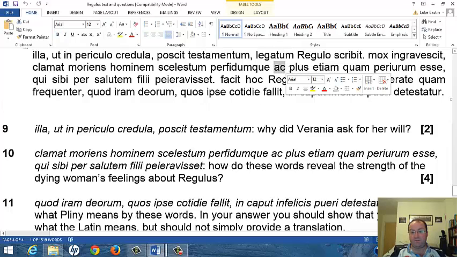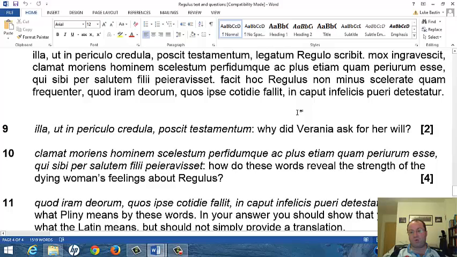Ac, and remember, we're still in the indirect statement, so we still need to consider how we keep the same grammar. We probably need another that in English to make this make sense. So, and that he is more even than perjurous. Okay, so he is more wicked and treacherous even than the crime of perjurum, of perjury. So she's saying he's the most evil kind of guy possible.